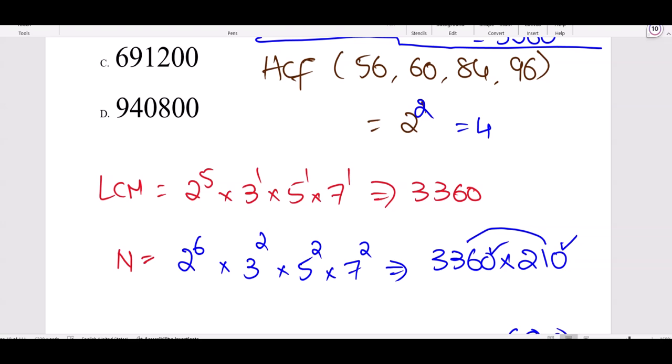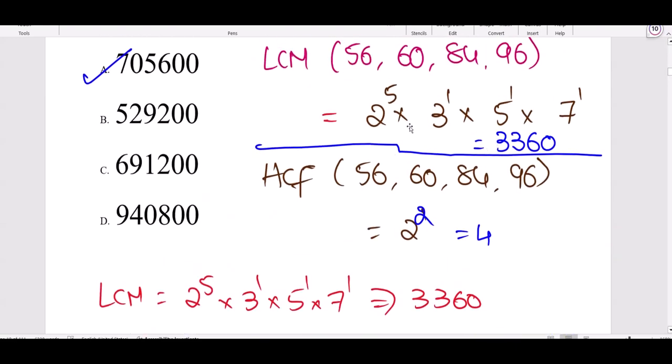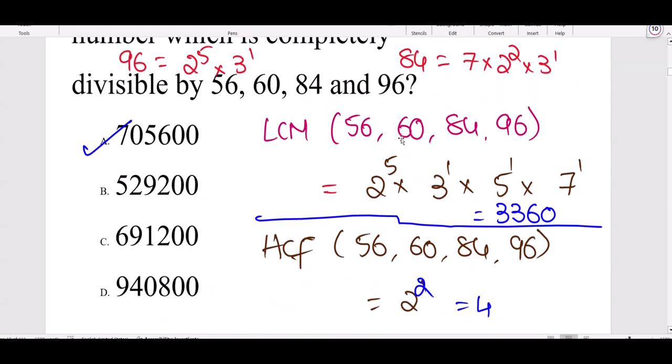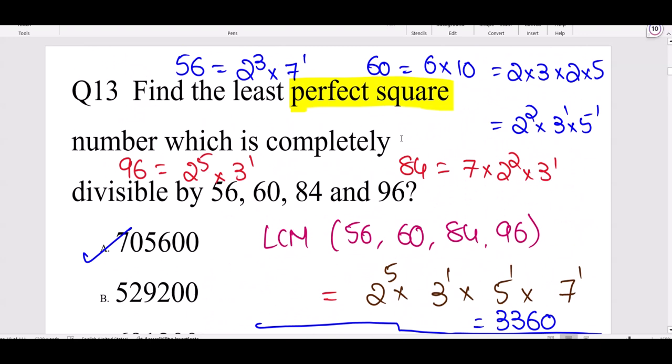The least perfect square number which is divisible by this one, or they give another question. No, you got 3360, right? Now let me check how many of you can understand the question and answer this. Already you have some data. Now listen, my question is, I want to check whether you have listening skills or not, whether you are perfectly updated or not.